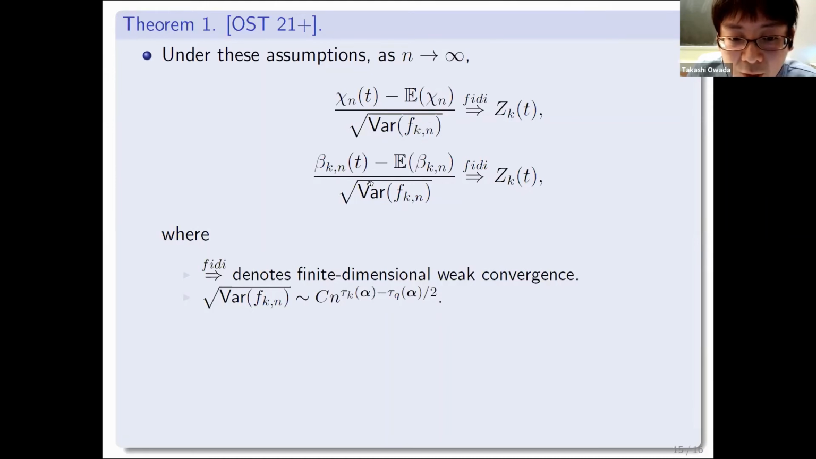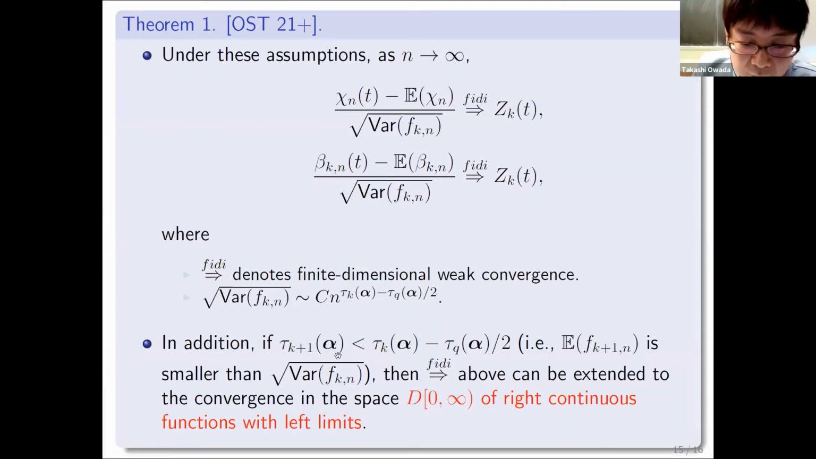And we are actually using the same scalar. Euler characteristic and the Betti number share the same limiting Gaussian distribution, Gaussian process. And this denotes finite dimensional weak convergence. We also computed the actual growth rate of the scalar as well. And if you add the technical condition described over here, then the finite dimensional weak convergence can be extended to the convergence in the space D of right continuous functions with left limits, which essentially means that we can establish the tightness condition under this technical condition.